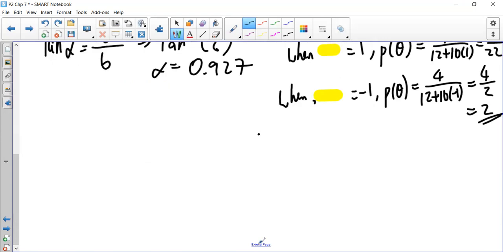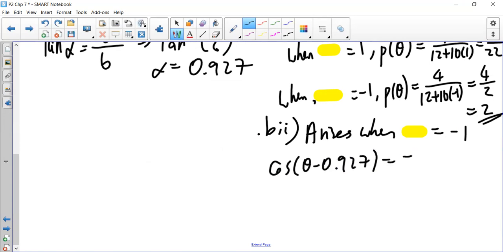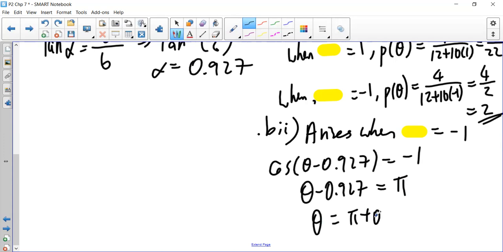Right, and part B2, find the value of theta at which the maximum occurs. So that arises when this equals minus 1. So we let that equal minus 1. So cos of theta minus 0.927 equals minus 1. Arc cos of minus 1 is 180 degrees, which is pi. So theta equals pi plus 0.927. So I believe that's the answer, right? Yeah, so 4.07 to 2 decimal places. And that's the answer. Okay, and that's the end of the lesson.